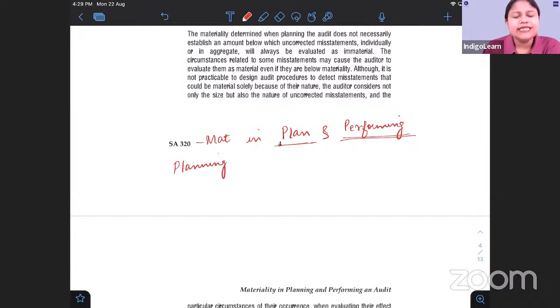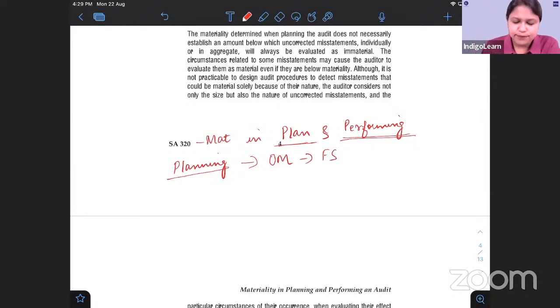Correct? So in the planning stage, by taking into mind all the things that we discussed now, that is the FRF, and if the FRF is silent, the other three criteria, keeping in mind that you will have a plan to be done where you are going to fix the material level. This material level, we call it overall materiality for the financial statement as a whole. It is the overall material level.